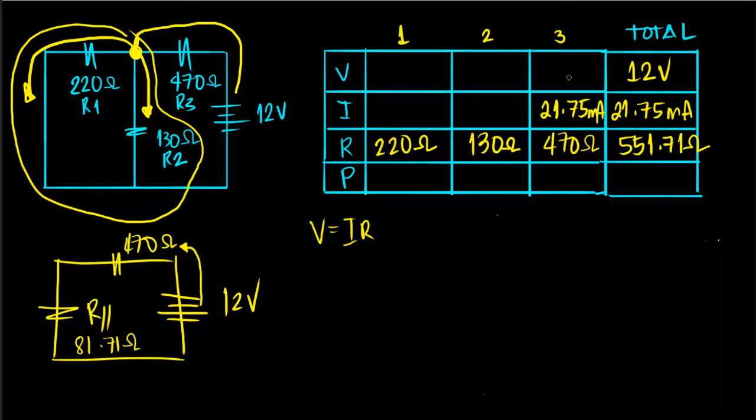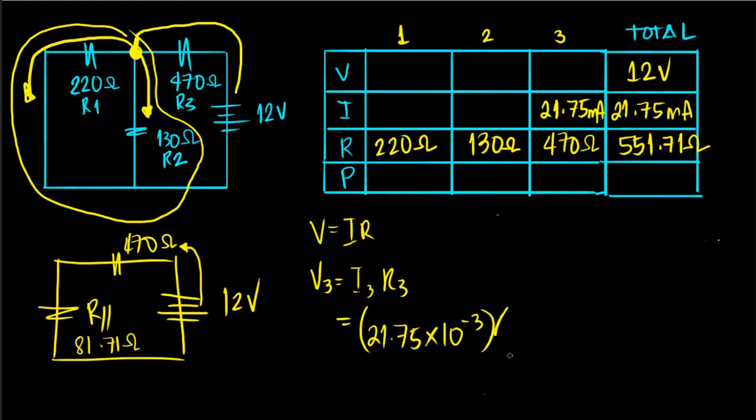Although we can solve for V3. So, V3 is equal to I3 R3. Kaya meron naman kita R3 kag I3. So, ang I3 natin nga 21.75 milli, times 10 to the negative 3 times ang R3 natin nga 470. Okay. That means ang voltage drop across R3 is 10.22 volts. So, 10.22 volts. Okay.